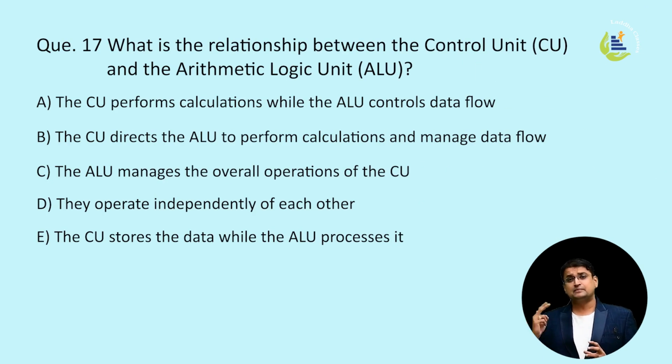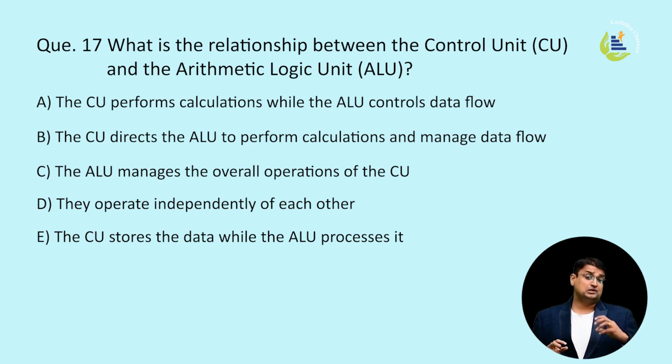Question 17. What is the relationship between the control unit and the arithmetic logic unit? Options are the control unit performs calculations while the arithmetic logic unit controls data flow. The control unit directs the arithmetic logic unit to perform calculations and manage data flow. The arithmetic logic unit manages the overall operations of the control unit. They operate independently of each other. The control unit stores the data while the arithmetic logic unit processes it.